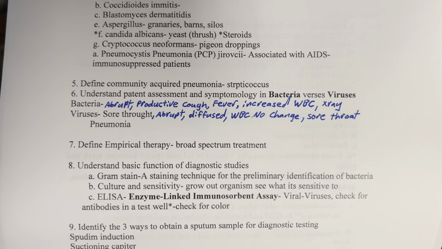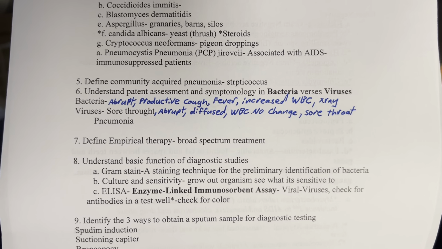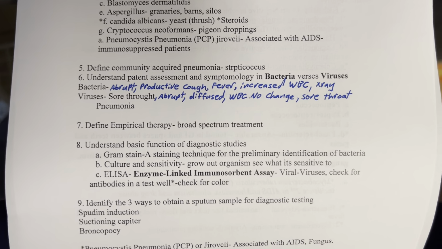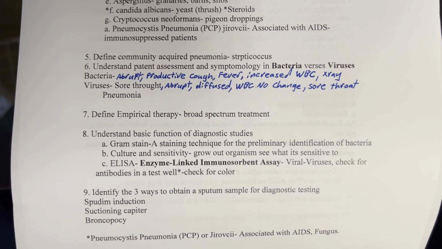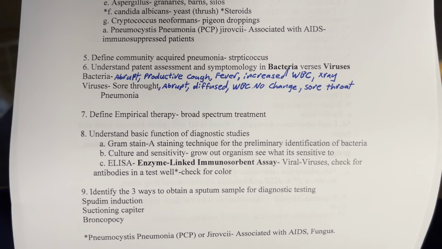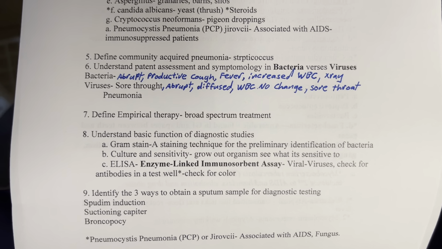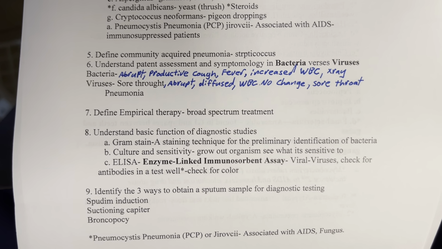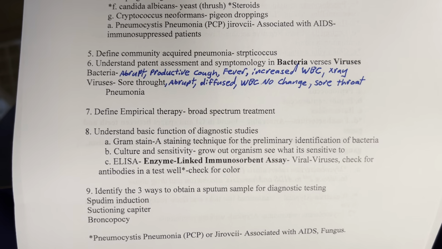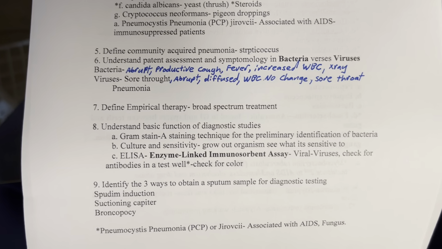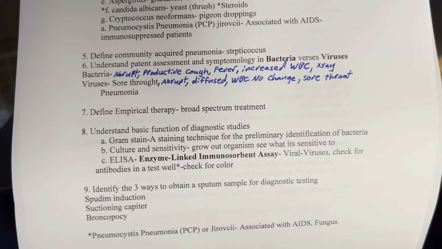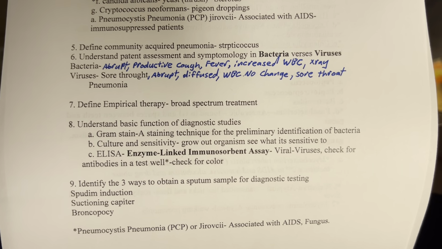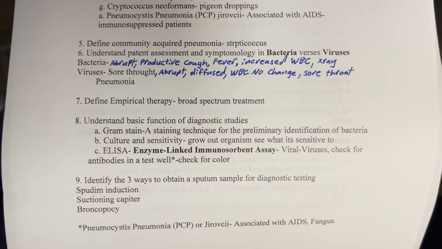Define community-acquired pneumonia. Streptococcus. Understand patient presentation and symptomology, bacteria versus viruses. Bacteria: abrupt onset, productive cough, fever, increased white blood cells, found on x-rays. Viruses: sore throat, abrupt onset, diffuse, no white blood cell change.